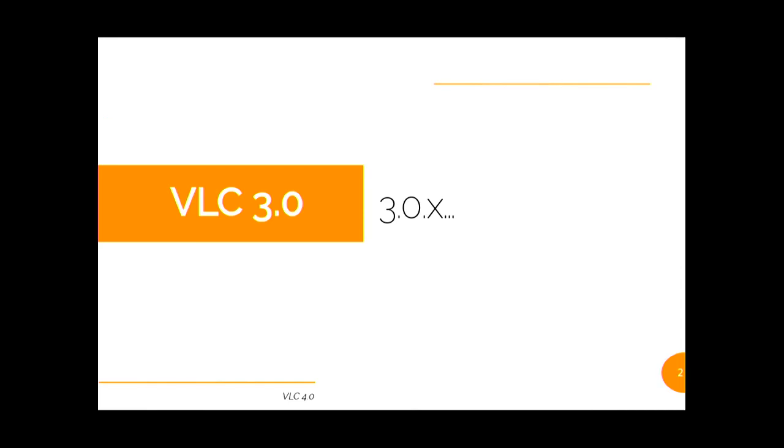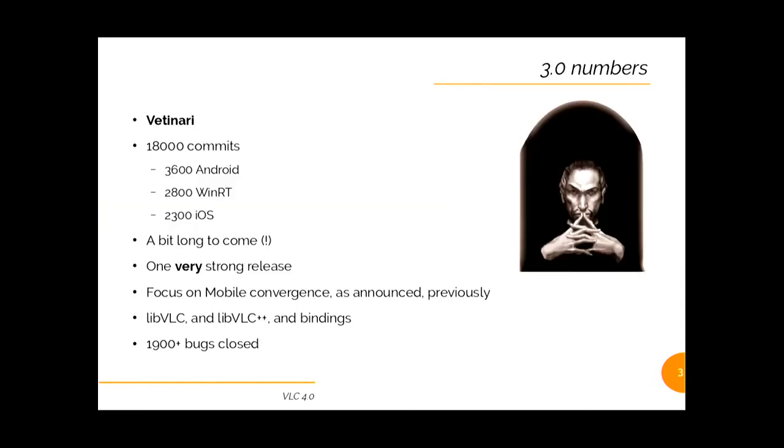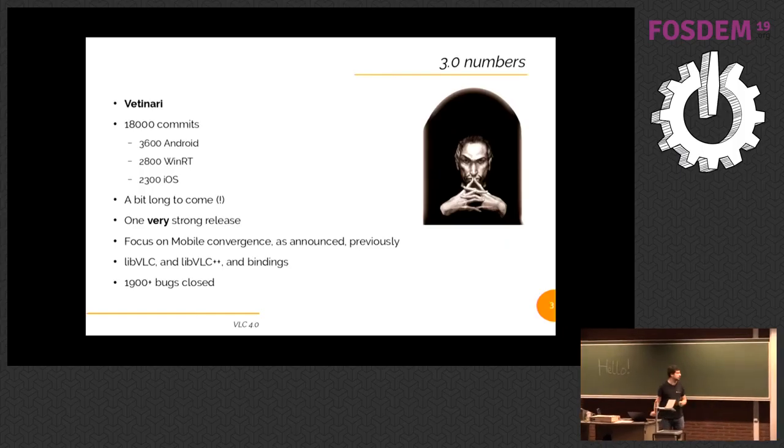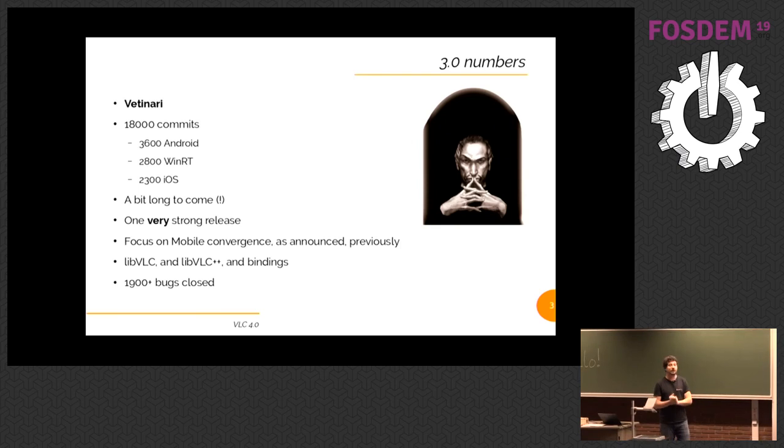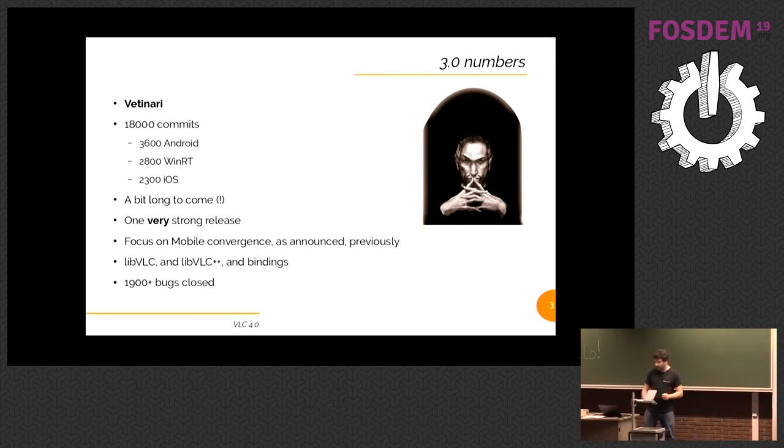So just a few things about VLC 3.0. It was 18,000 commits on the core and around 3,000 on each of the ports. It was a bit long to come, but it was very good because we refactored the infrastructure and the architecture so that mobile and desktop had the same shared core. Especially, we activated hardware decoding absolutely everywhere. Quite a strong release. Quite difficult to stabilize because of hardware decoding and drivers that are bad. And for once, it's not only on Linux, they are bad everywhere.